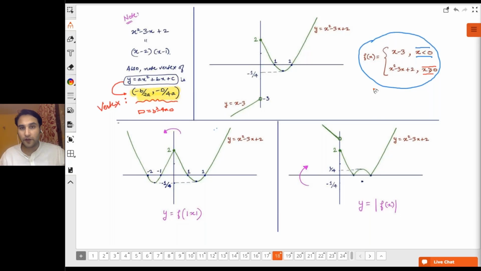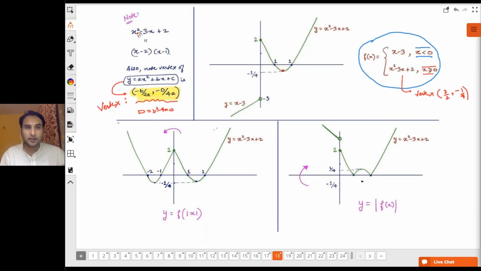So if you find its vertex, minus b by 2a will give you, I think, 3 by 2. And if you find minus d by 4a, I think you will get minus 1 by 4. So this point is 3 by 2, that is 1.5 comma minus 1 by 4. This is how the graph will be.